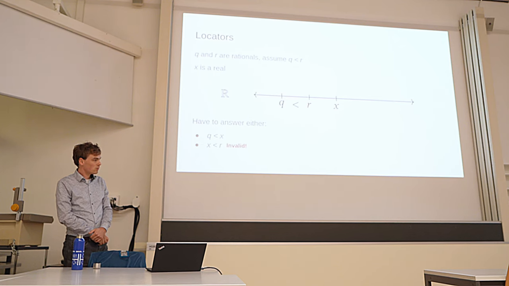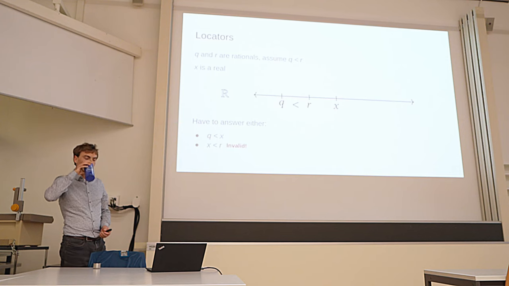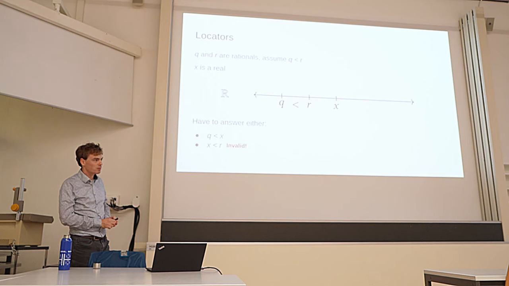I guess what I'm confused by is the idea of it as a machine that has to answer either question. So you define a locator for x, you give it q and r as inputs. What is the output? Right. So your question is basically, how do you actually give these answers? Yes. Or even which one does it give, because you say it has to answer either one and it can pick one. Right. I'll jump to the Haskell code to show you how it does the answering.